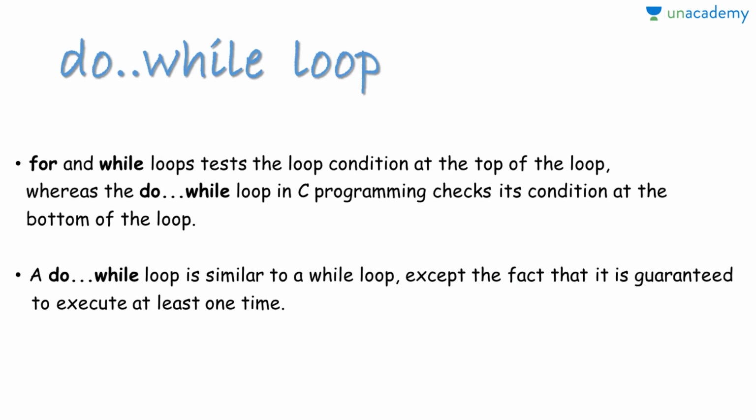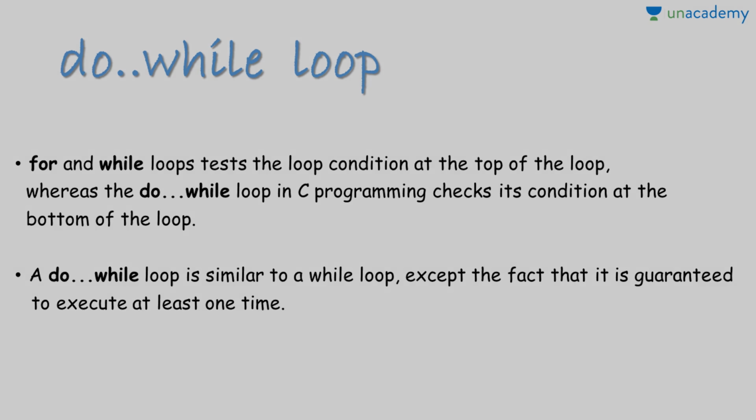So now we learn about do while loop. How does the do while loop work? Do while loop is similar to the while loop but with one important difference. The body of do while loop is executed at least once before checking the condition. For and while loops test the loop condition at the top of the loop. But the do while loop in C programming checks that condition at the bottom of the loop. So it is executed at least once.